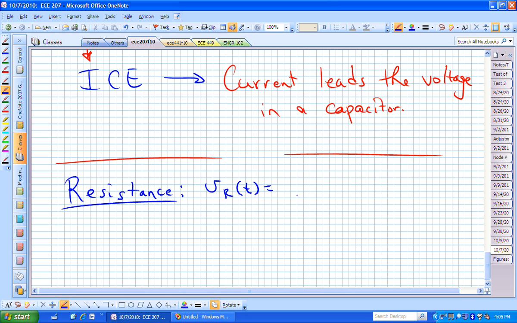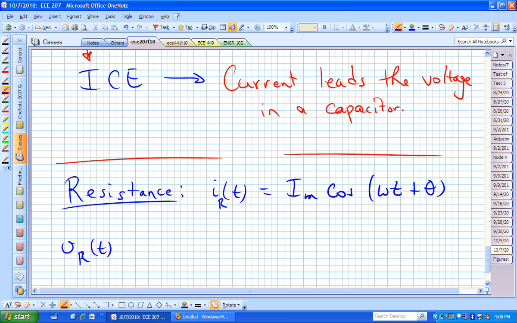How do I want to say this? Maybe I should have started with current. Well, it doesn't really matter, does it? Current, i sub R of t, let's say is I sub m cosine omega t plus theta. What's the voltage-current relationship of a resistor? That's Ohm's law, isn't it? V equals Ri. So this is now R times i sub R of t, or R I sub m cosine omega t plus theta.